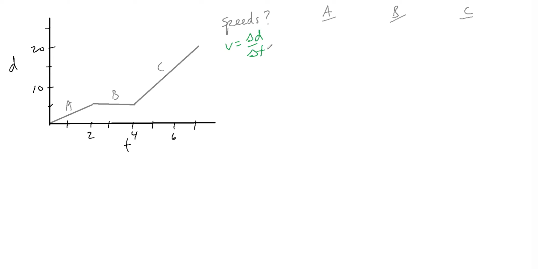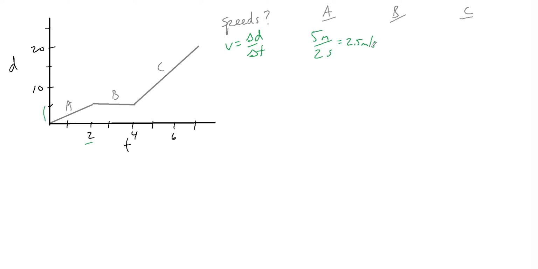If I look at the first part, it starts at the origin, so it makes it easy, and it goes up to 5. So the distance traveled during the first part was 5 meters. And how long did that take? That took 2 seconds. All right, so that's it. And of course, 5 divided by 2 would be 2.5 meters per second. Okay, done.